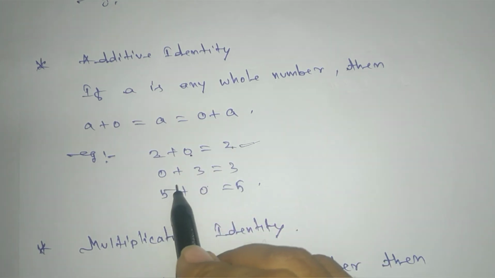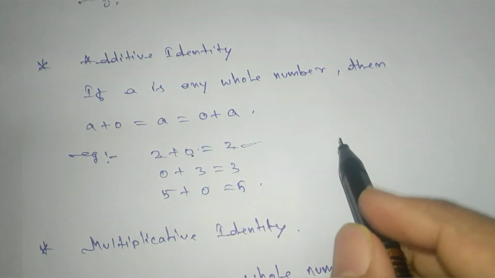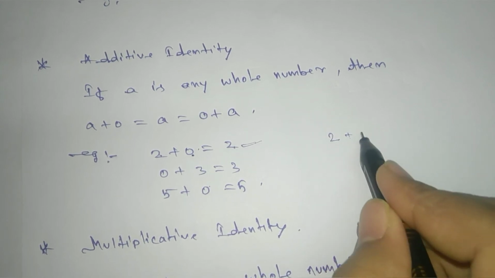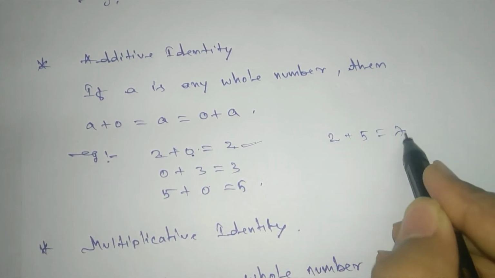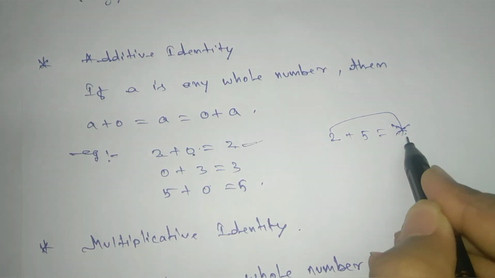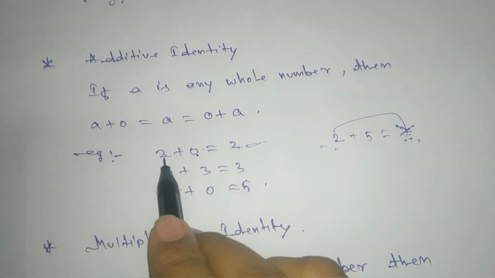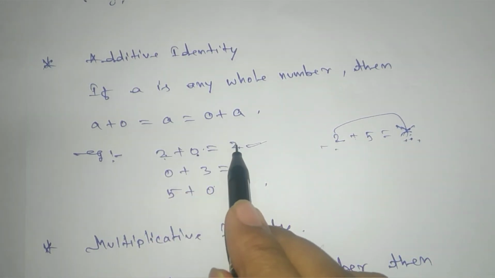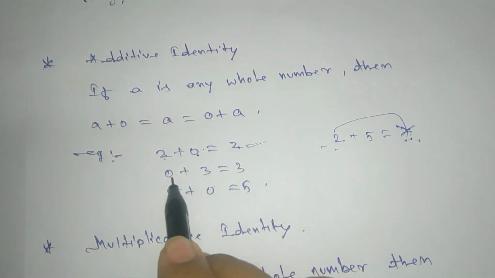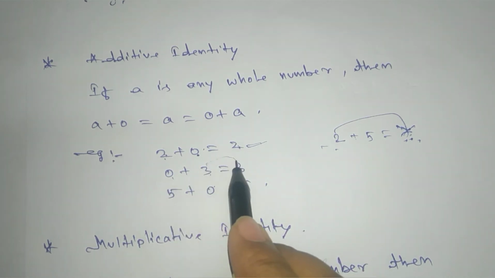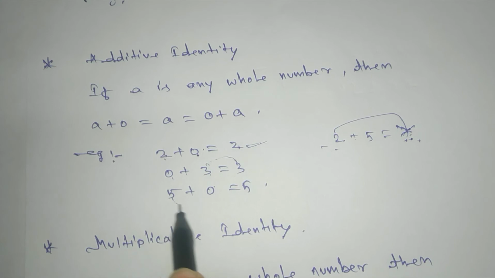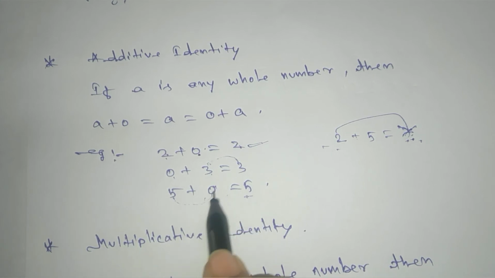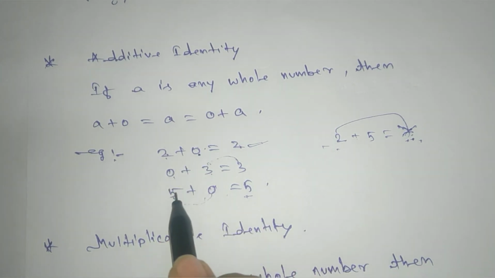If you add 2 with 0, you will get 2 only. Add any other number and you will not get the same number. You take 2 and any other number, and you are getting 7. See, look here, we are not getting 2, we are getting 7, both are not the same. But if you take 2 and add 0, you are getting 2. If you add 0 with 3, you get 3. If you add 5 with 0, you get 5. That means 0 is your additive identity.